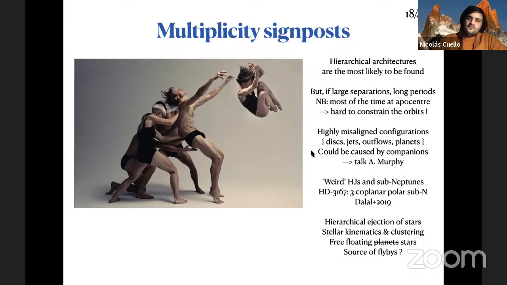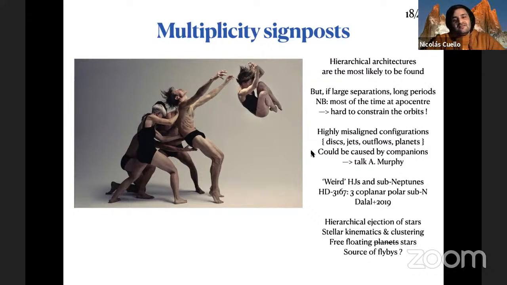On the other hand, when you look at the planets, there are some weird hot Jupiters and sub-Neptunes. I would like to highlight one system in particular, HD 3167, where you have 3 coplanar sub-Neptunes, so 3 planets which are aligned among themselves, which are polar with respect to the rotation axis of the star. This is very surprising. This is just to show you that misalignment is very often found in exoplanetary systems, and we need to understand them properly.